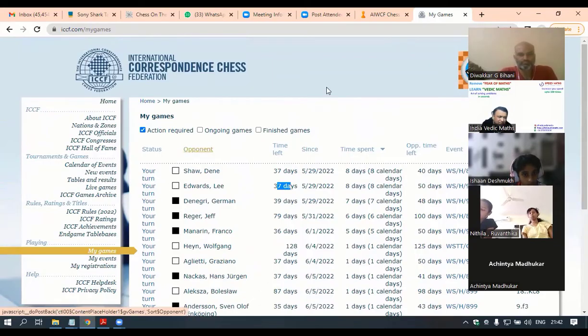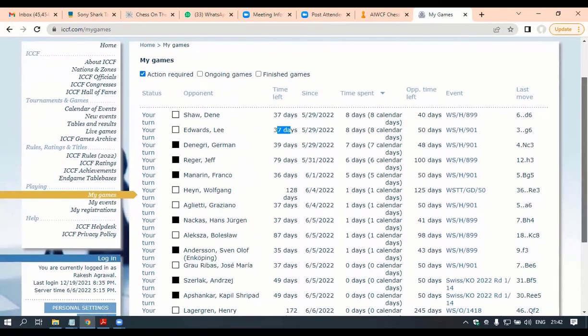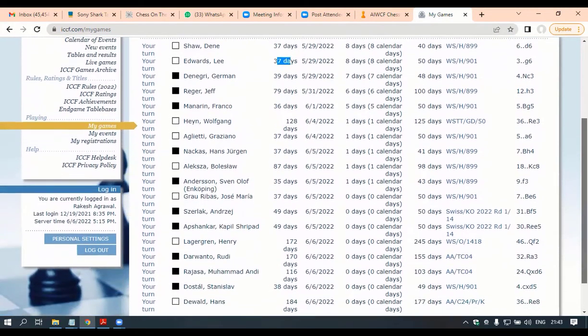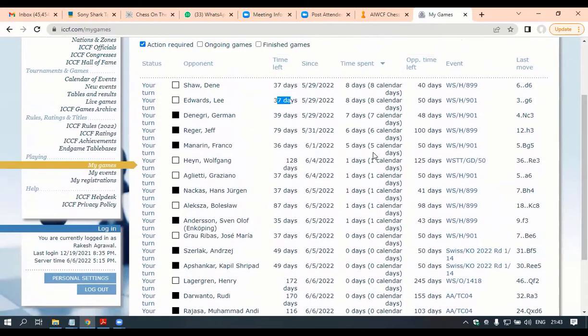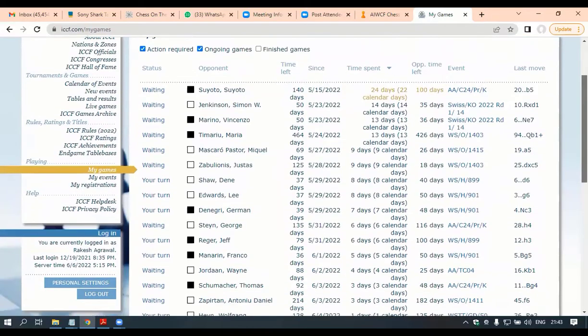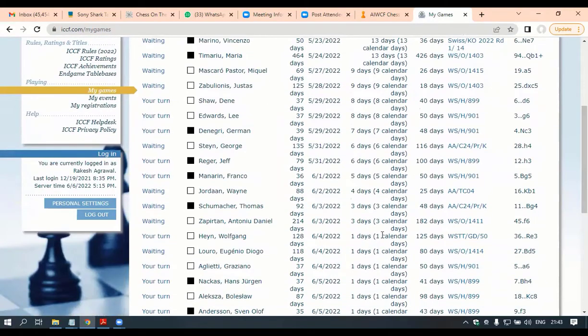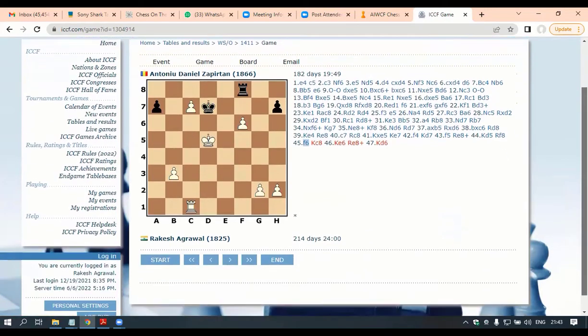Where is that game? Before I forget, there are a lot of pawn games happening. I also forgot the person's name. One second. I'll show you the game, how it's happening. I want to show you how the pawn game works. I think it is this one, maybe. Let me check. Yes. You see this game now.